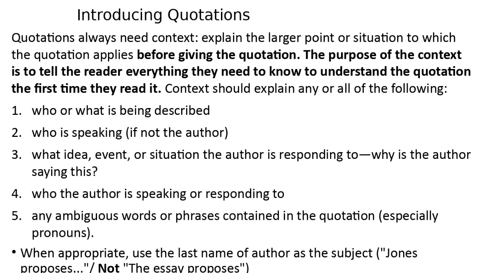Okay, so when you're giving a quotation in an essay, you always need to make sure you give context for the quotation. So you need what is referred to as a signal phrase, okay, that lets us know who is speaking, where this quotation is coming from, what they're talking about. All right. So when we talk about giving context, the purpose is to tell the reader everything they need to know to understand the quotation the first time they read it, right? So it doesn't feel like these words are coming out of the blue.